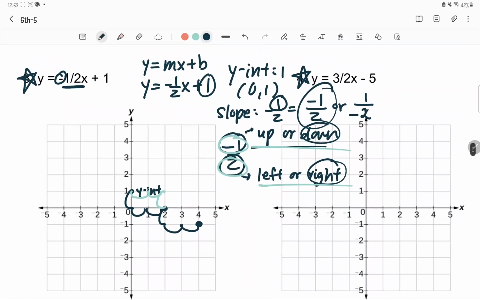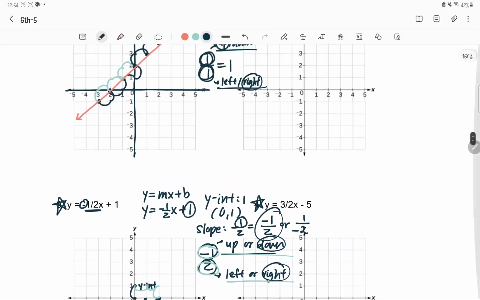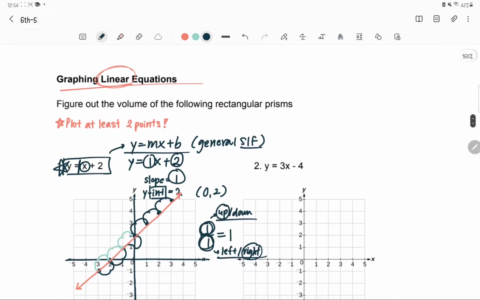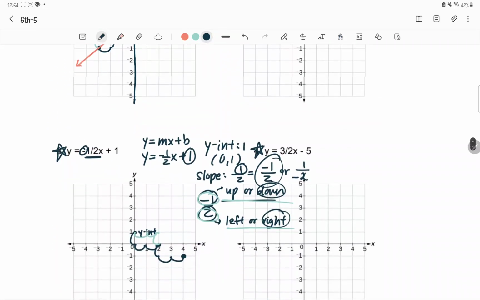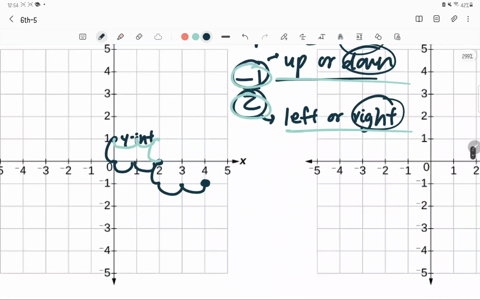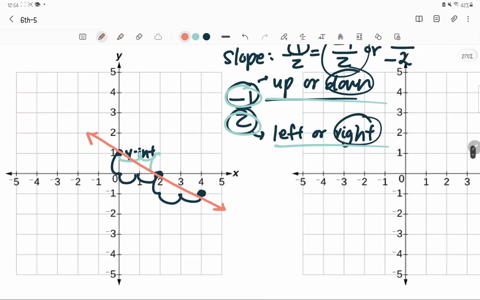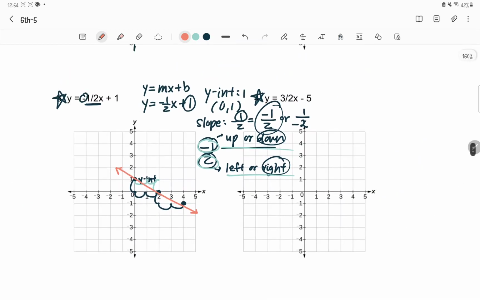So if I graph, let's plot more points. You have to remember that you have to plot at least 2 points in order to make a line, right? I already plotted 3 points over here, so I'll just graph it. Don't forget the arrow tips, and that's your graph.